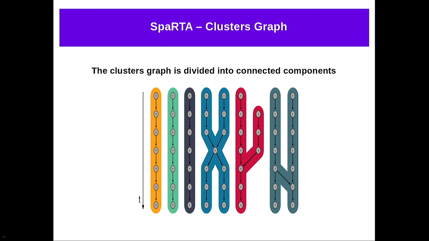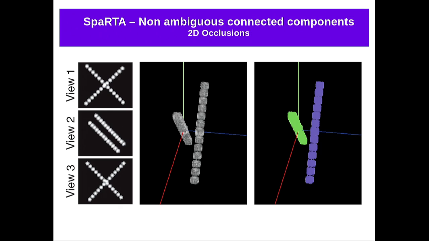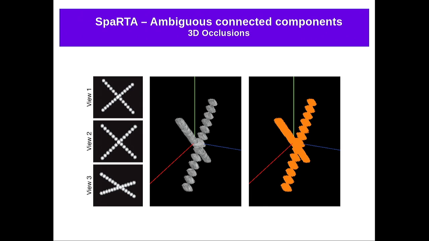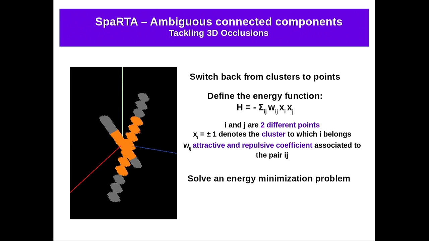So the one-to-one clusters represent single trajectories, like the ones we obtain for objects in a 2D occlusion. When we have objects in 3D occlusion, the connected component to which they belong has this typical X shape, with the center of the X being the occluded cluster. So what we do now is focus on a few frames around the occlusion.